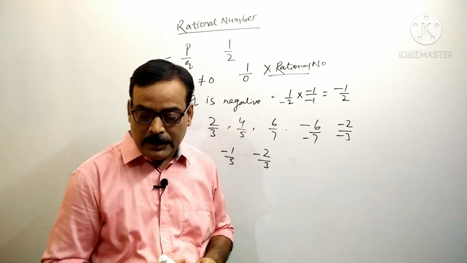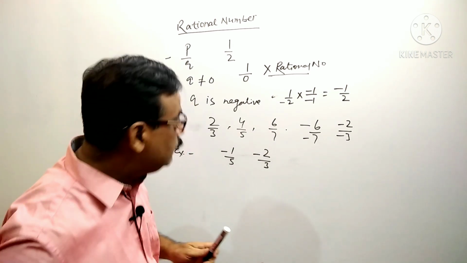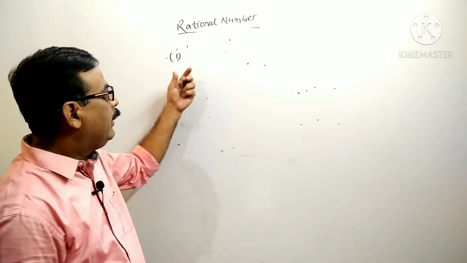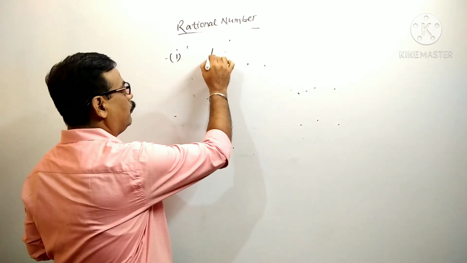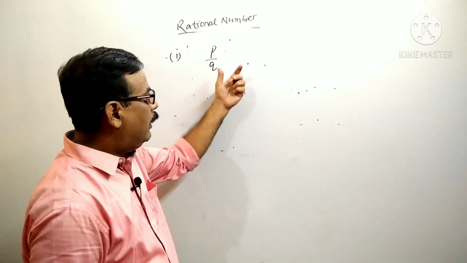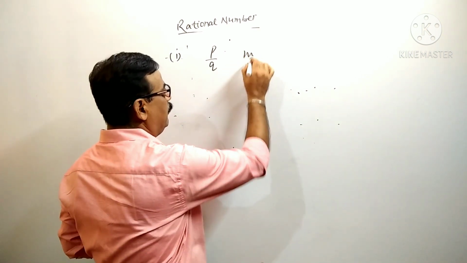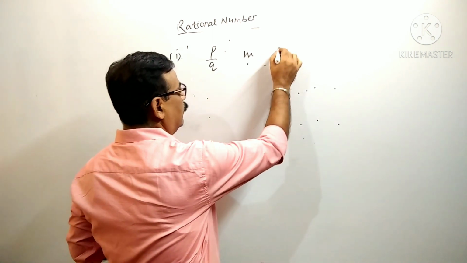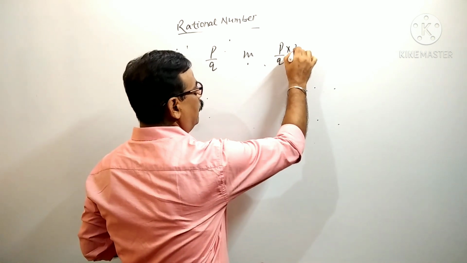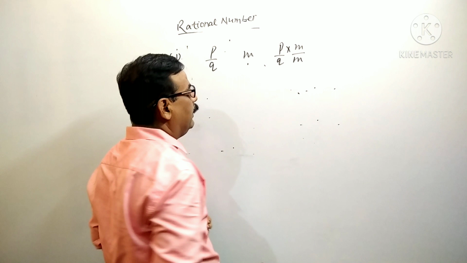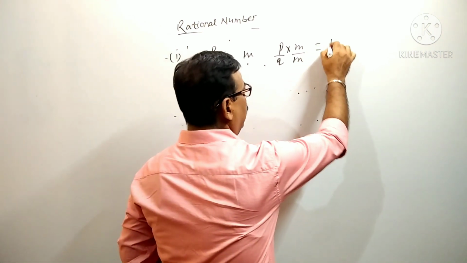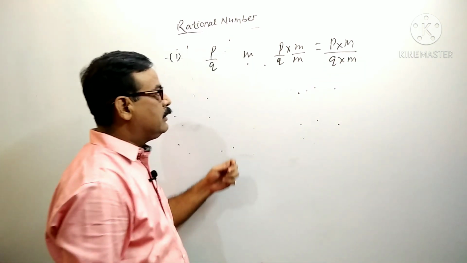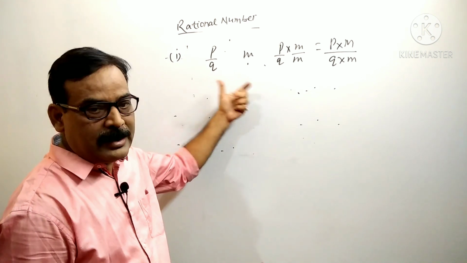Now we are going to study the properties. There are three properties of rational numbers, and the first property says any rational number which is in the form of p by q, and another number m, m is a non-zero integer. So a rational number can always be multiplied by a non-zero integer. So we can write here p into m as well as q into m. This property defines an equivalent rational number.